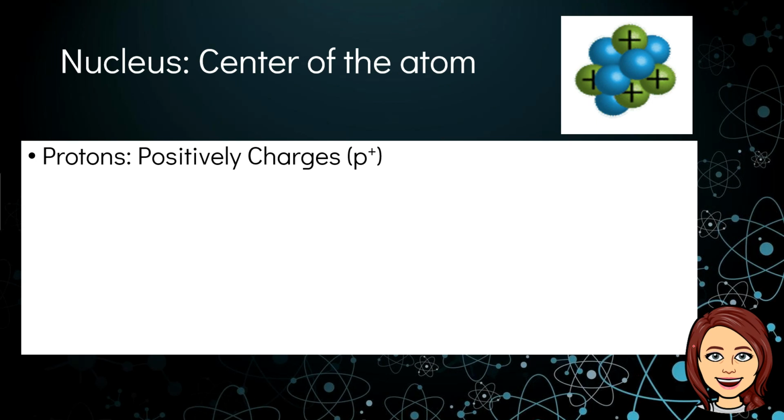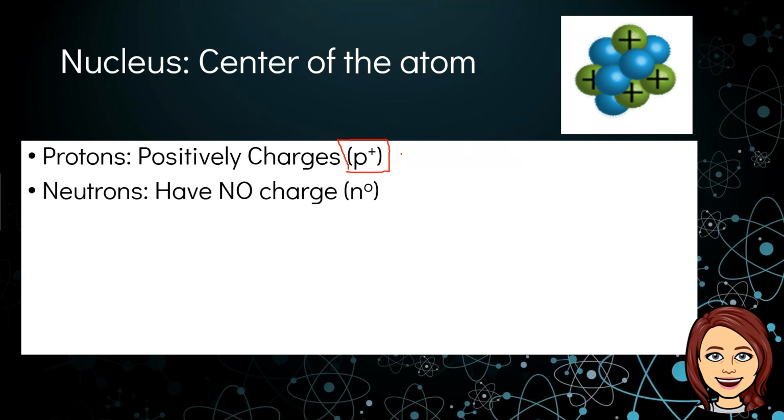There are two things that live in the nucleus. The first thing is the protons, and the protons are positively charged. The symbol that we use for protons is a P with a little superscript plus sign. And our neutrons. Neutrons have no charge. Protons are positively charged, both letter P. Neutrons are neutral, and the symbol we use for neutrons is an N with a superscript zero.